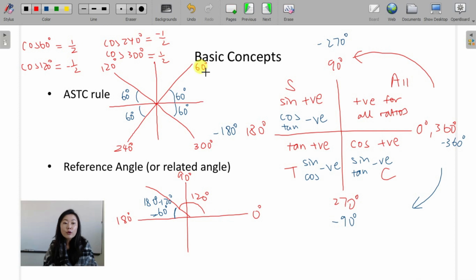Depending on the quadrant you're in, so let's think A, S, T, C. In the A quadrant, it's a positive a half because all ratios are positive. In the fourth quadrant, the C quadrant, it's also a positive a half because cosine is positive in the fourth quadrant. The other two quadrants, where only sine and tan are positive, have cosine negative. That's why the concept of a related angle is important. Hopefully that makes sense. So let's move on to some exam questions in this area so we can see how it's solved.